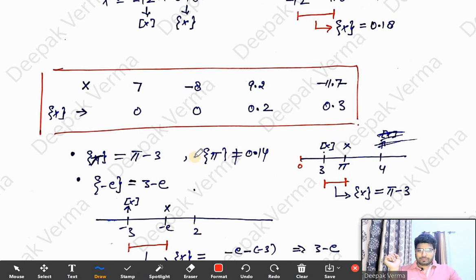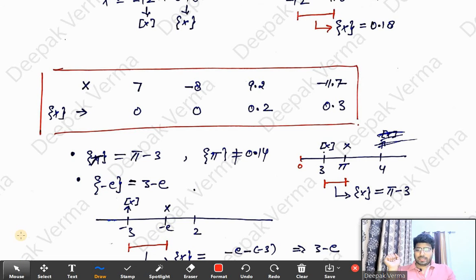Got it? And its box will be 3. Box pi will be 3. So the fractional part is what? It's the distance between the number and its integral part. The number is pi, the integral part is 3. So pi minus 3. So the value of the fractional part of pi is pi minus 3. This is your answer. So remember this, the fractional part of pi is not equal to 0.14.